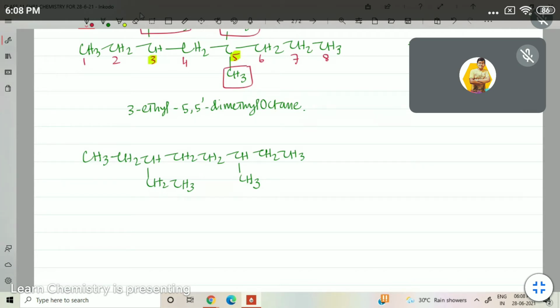What about this one? From which side will you start the numbering? Left hand side, sir, or right? Right side? Why, what is the problem if you do from the left hand side? It can be done from both sides. From both sides, but if you do it from right hand side you will get a name, and if you do it from left hand side you will get another name.